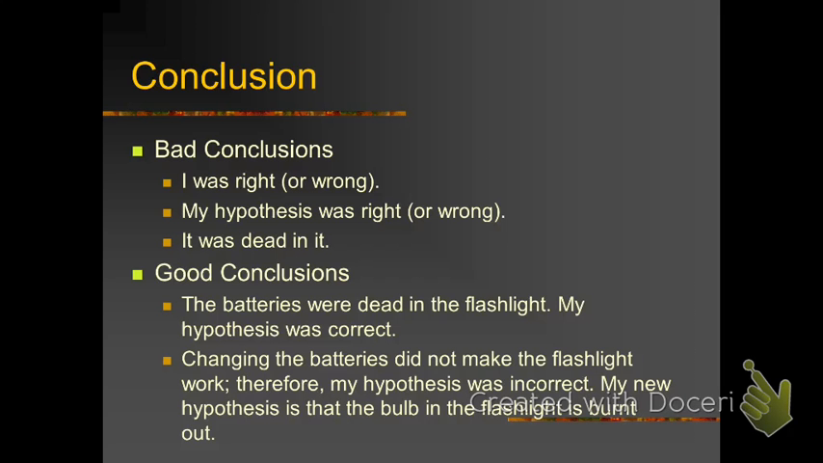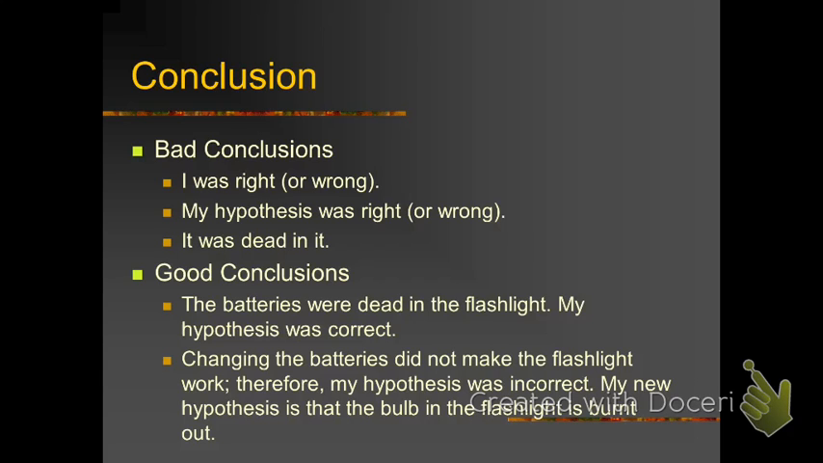From our data and observations, we form a conclusion. A conclusion answers the question that we were asking. Again, I've given you some examples of bad conclusions and good conclusions. Some of the bad conclusions that I see frequently were, I was right, or I was wrong. We don't know what you're talking about, so you have to specify. Kind of an offshoot of that is, my hypothesis was right, or wrong. Again, I don't know what you're talking about. The last one is one of my favorites that I get: it was dead in it. I have no idea what those its are, so you need to make sure that you use the appropriate nouns for whatever sentence you're trying to convey.